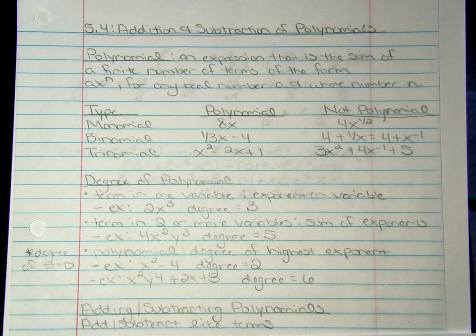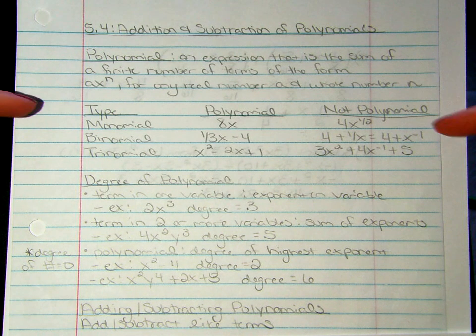So first, what in the world is a polynomial? Well, the prefix poly means many, like many parts. A polygon is a shape that has many sides. So a polynomial is an expression, think like an equation without an equal sign, that is the sum of a finite number of terms of the form ax to the n for any real number a and any whole number n. That is a really mathy way of saying you have this long string of mathematical terms where you have exponents possibly, but those exponents have to be whole numbers. That's really all it says. So polynomials will have many, many parts.